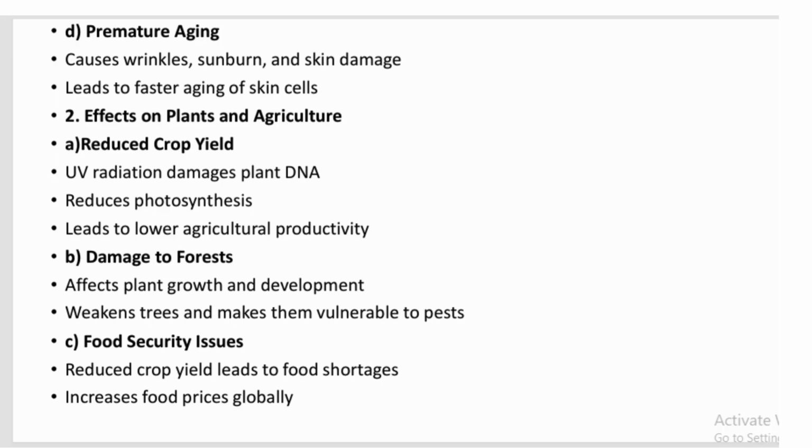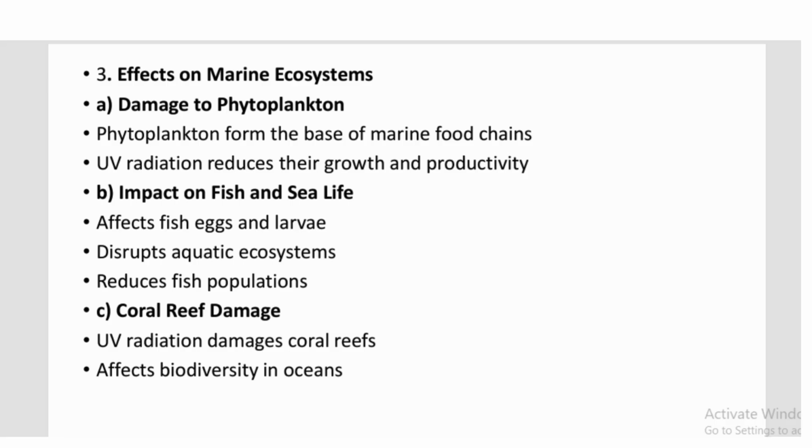There are also food security issues, like reduced crop yield, which leads to food shortages and increases food prices globally. It also affects the marine ecosystem, like damage to phytoplankton. Phytoplankton form the basis of the marine food chain, so UV radiation reduces their growth and productivity.